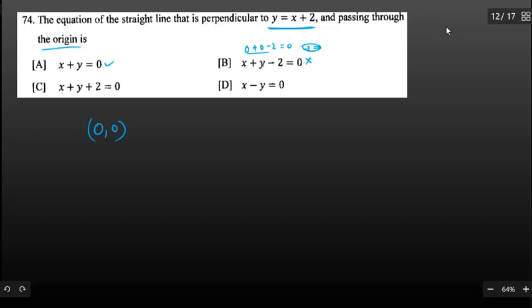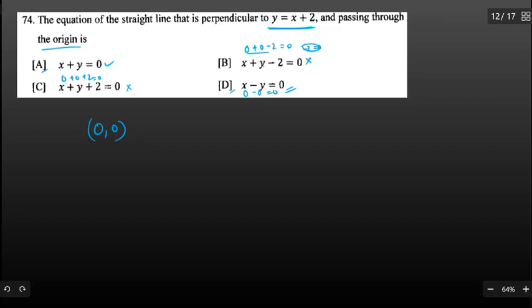X plus y plus 2 is equal to 0. So 0 plus 0 plus 2 is equal to 0. This is also not possible. So we can cancel this. That means they are basically trying to say 2 is equal to 0, which is not possible. And 0 minus 0 is equal to 0. So this may be possible. Okay. So between A and D we have to decide.